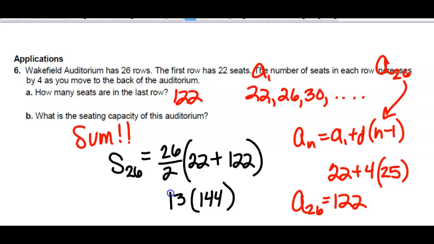Is 1872. So the sum of the seats in this 26 row auditorium is 1,872 seats. Pretty easy.